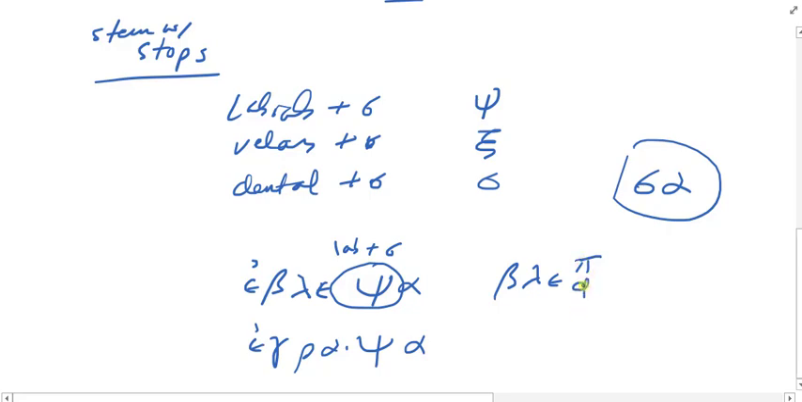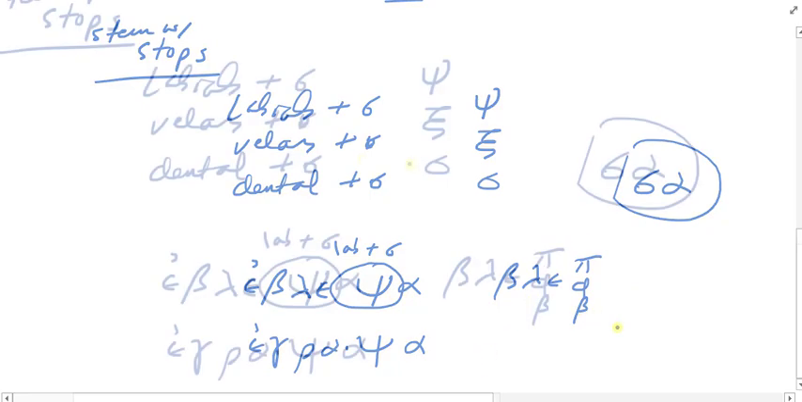blef, or bleb. Those are my three labials. Well, which verb do you know has one of those three? It's blepo with a P, okay? So that's how you're going to be working out your parsing.